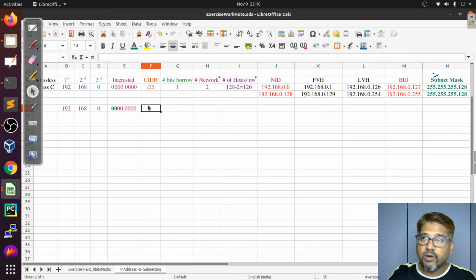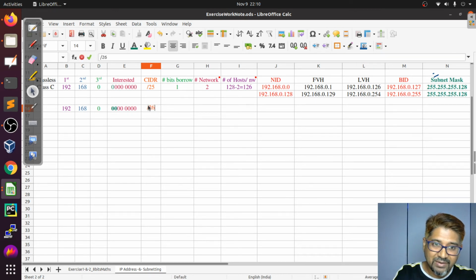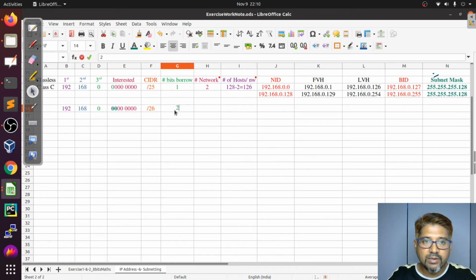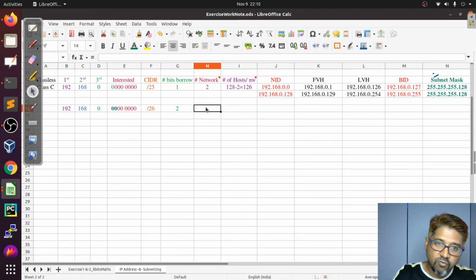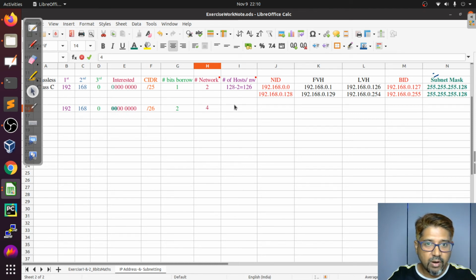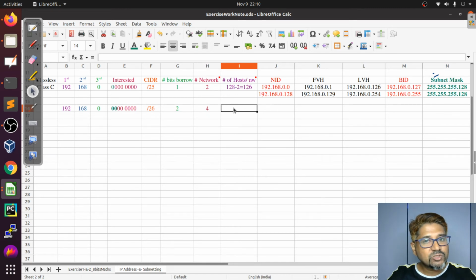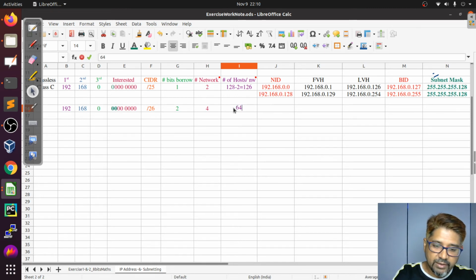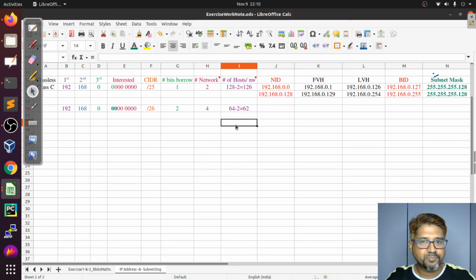What is going to happen if 2 bits are borrowed? 24 plus 2, so the CIDR is going to be 26, and how many bits are we borrowing? 2. And how many networks? It's going to be 4. How is it going to be 4? We will see that. And how many hosts remain? 64 minus 2 is going to give you 62. Let's do the calculation of how it happens.